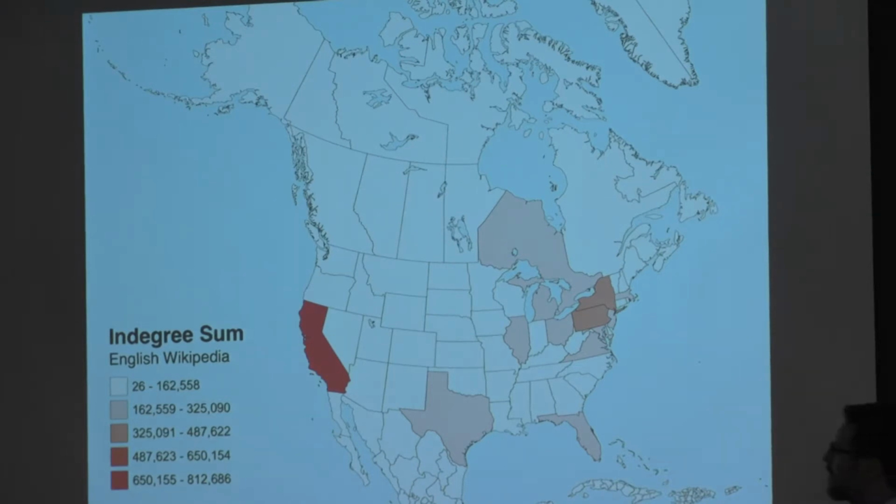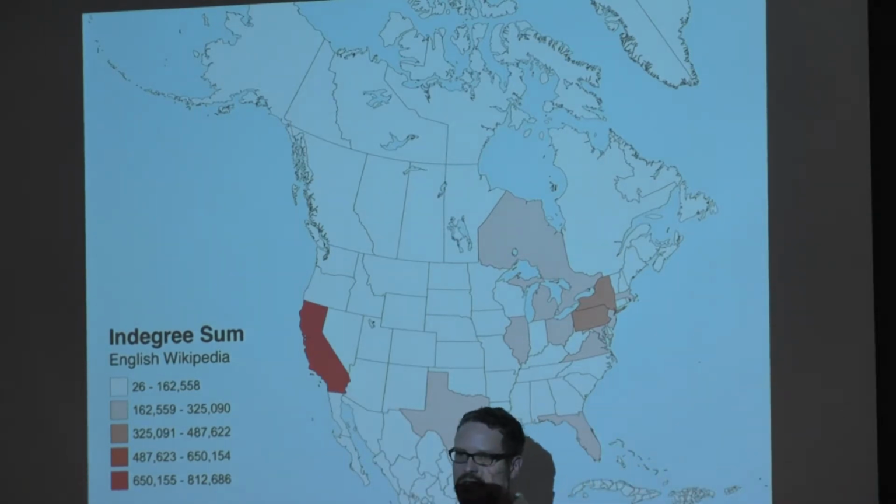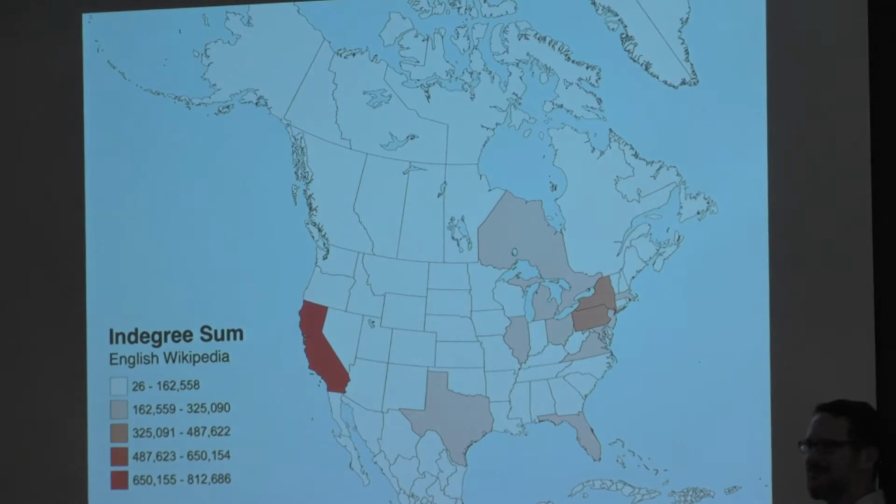So we see, surprise, surprise, California is the most important state, at least in what's being talked about and what's being mentioned from a geographic perspective. New York and Pennsylvania are important as well. But what do you think is going to happen when we switch to the French Wikipedia?